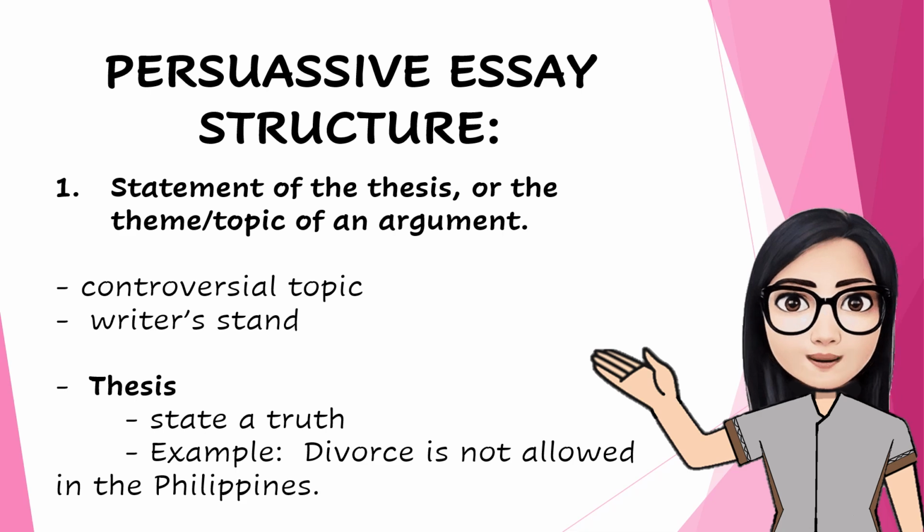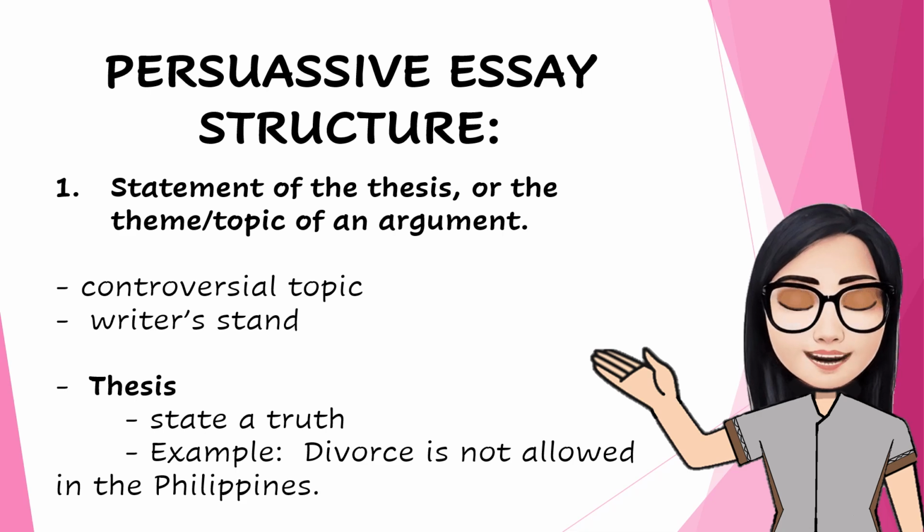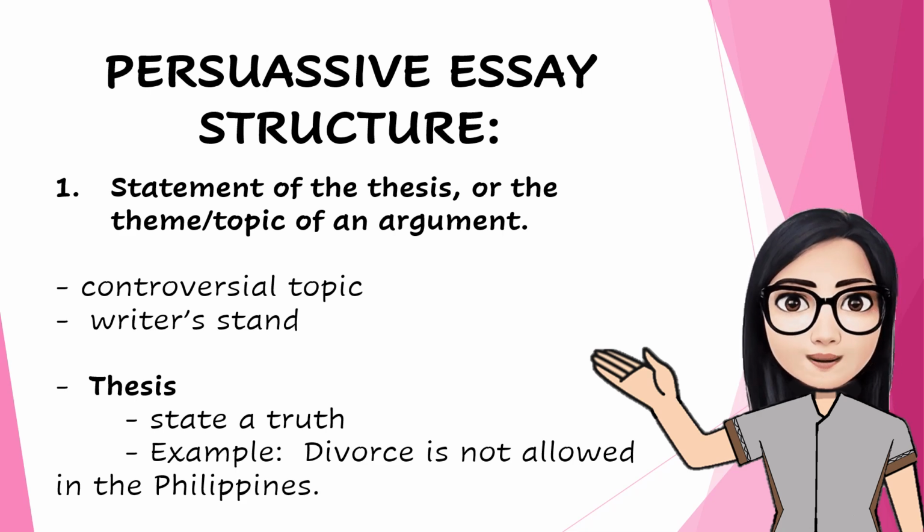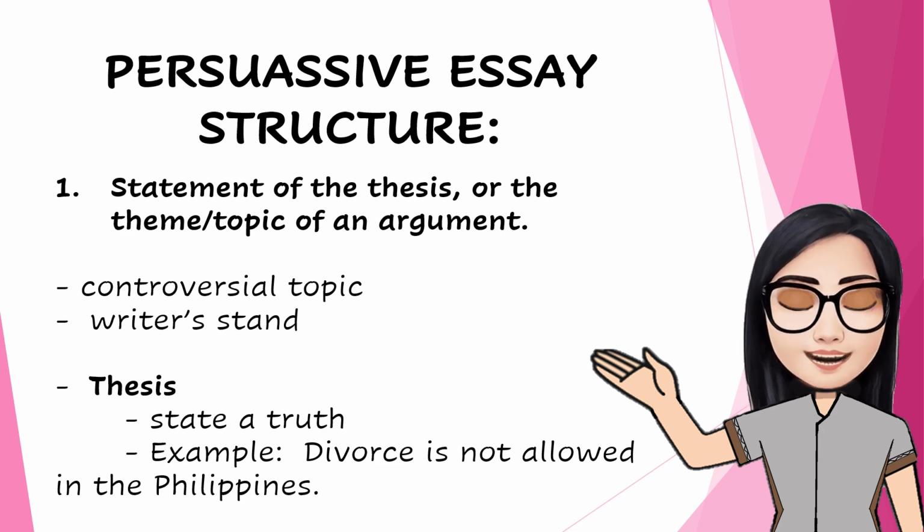Let us look at it one by one. Number 1 is the statement of the thesis or the theme or topic of an argument. It usually presents a controversial topic and the writer's stand about it. A good thesis should state a truth. Example is, divorce is not allowed in the Philippines. So that is a statement of truth because in the Philippines, divorce is not allowed.